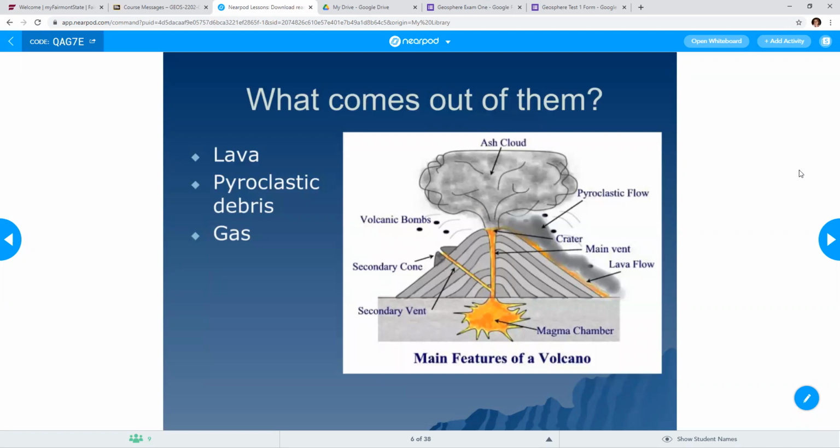All right. So what kind of things come out of volcanoes? Well, obviously, lava. Doesn't come out of all of them, but it comes out of most of them. Pyroclastic debris and gases. Pyroclastic, that word means bits of fire. And so it's like different sizes of rocks that get blown out. You have everything from ash to something called lapilli, bombs. It's just the size of the rock. It's the pyroclastic debris. Yes.